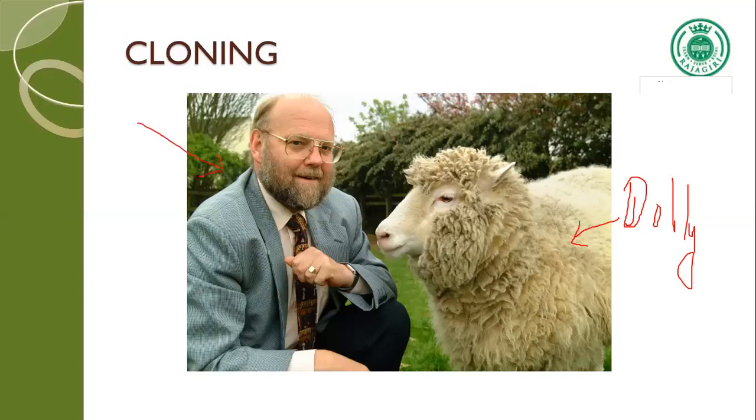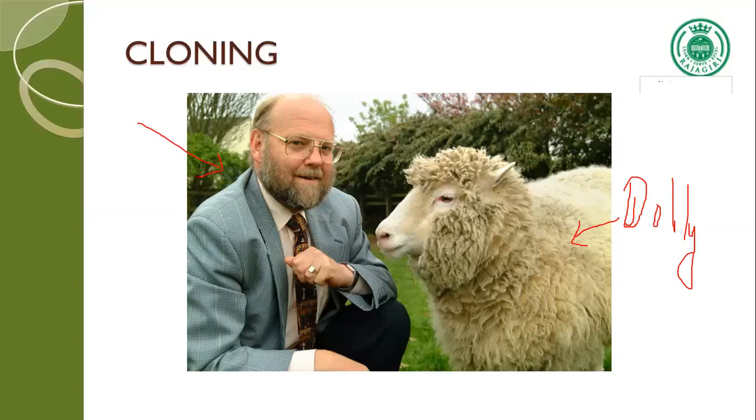His name is Ian Wilmot. It was done in Scotland. It was in news long back. Late 90s, Dolly and her creators were in news. Dolly did not have a biological father or mother. It was created with the help of 3 cells.